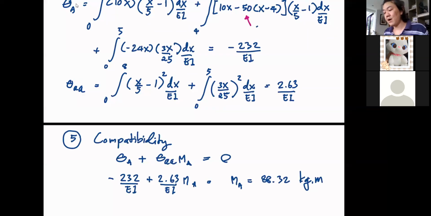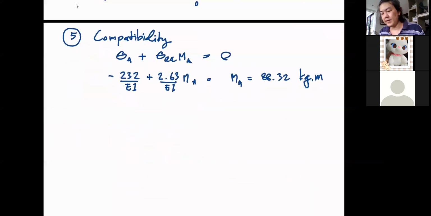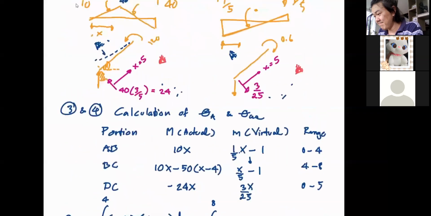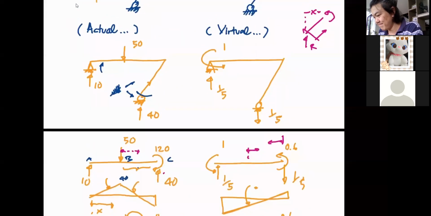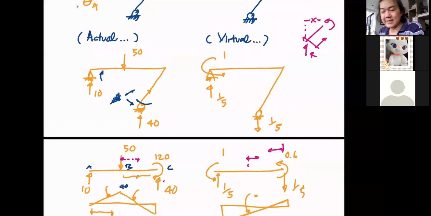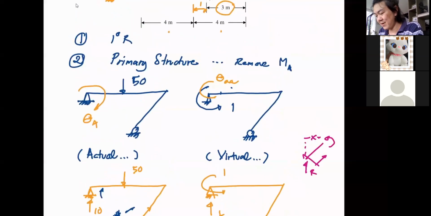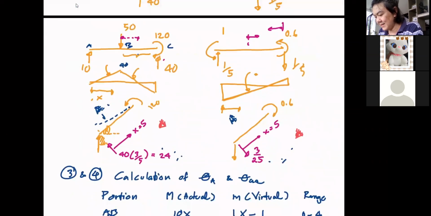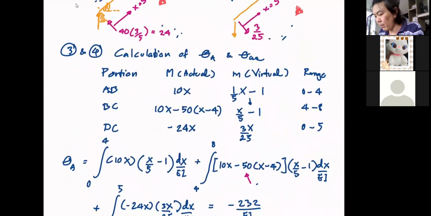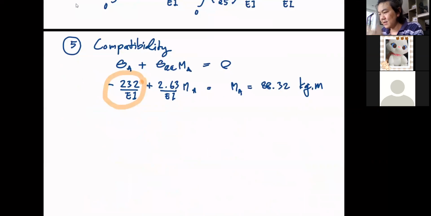Now the major difference is only here. See, this integral will become negative instead, because now the direction here is a little bit in the opposite direction to the moment. But in the end, this gives us the positive moment, because it means we assumed the correct direction.